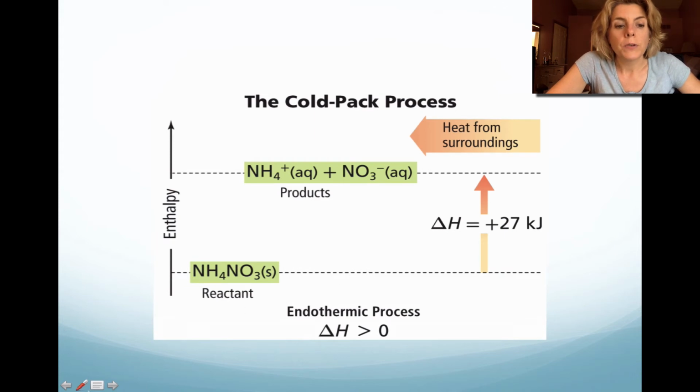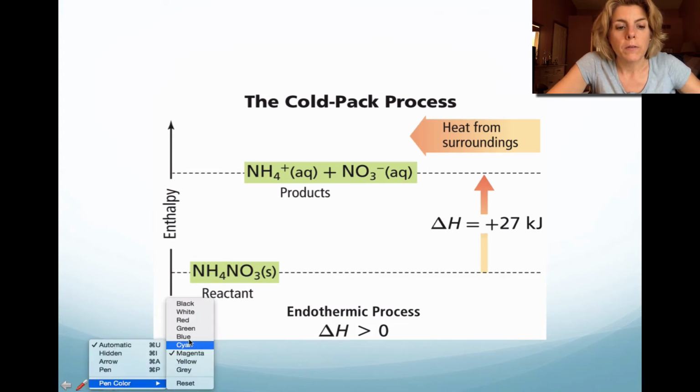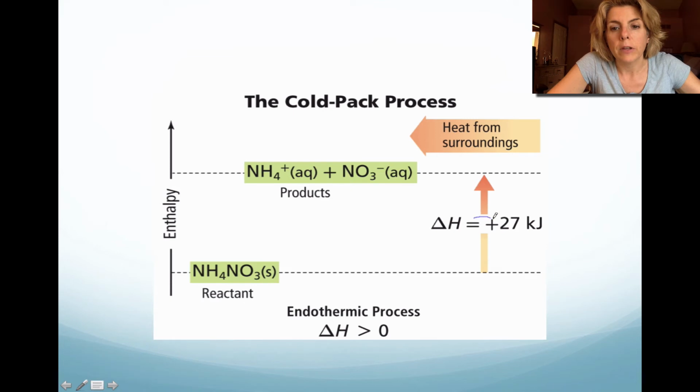We can have the reverse. So here is an example of an endothermic reaction, and notice that there's a positive sign. Therefore, it's absorbing energy.